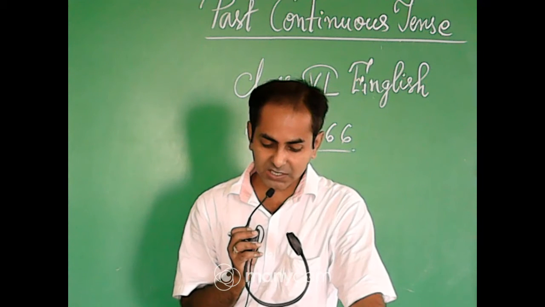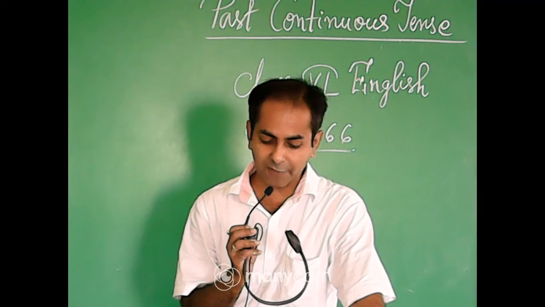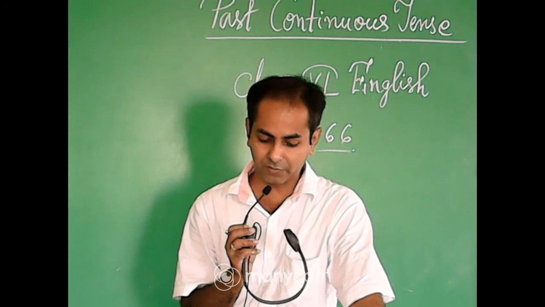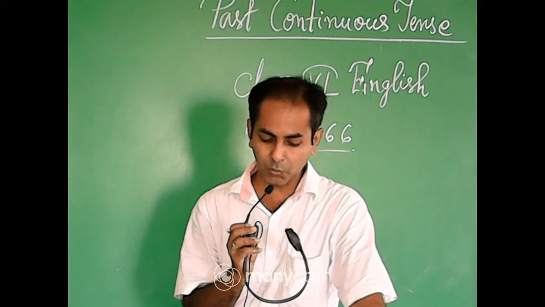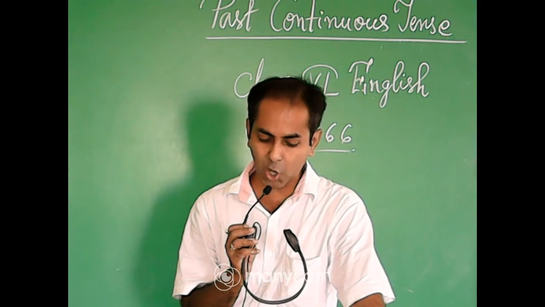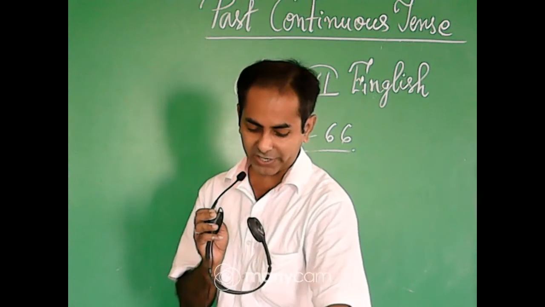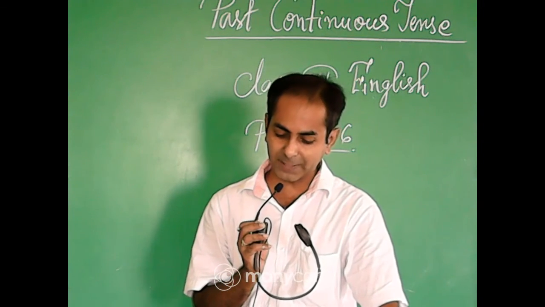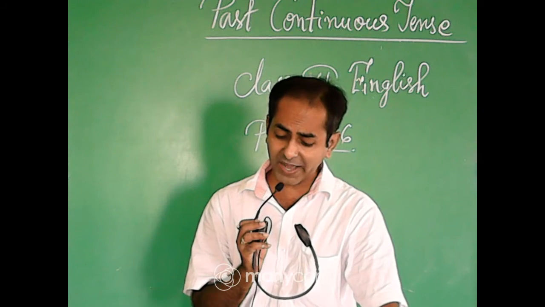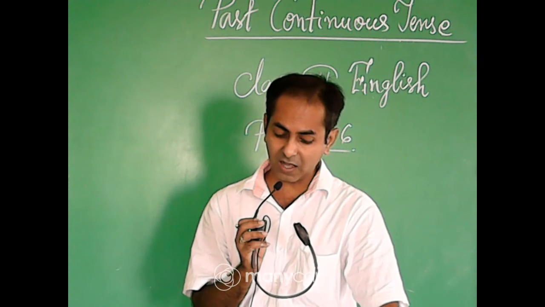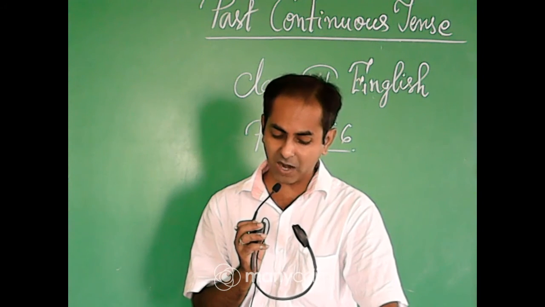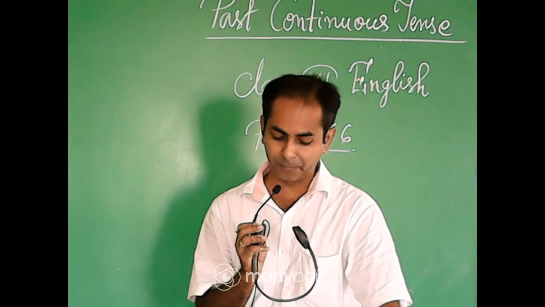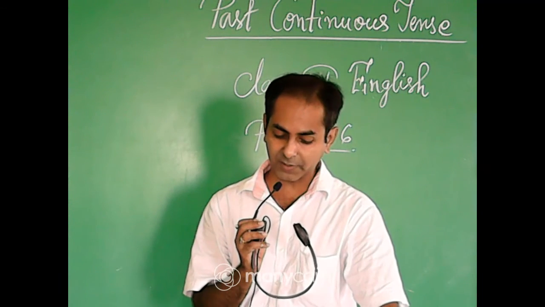In negative sentences, not is inserted after the first part of the verb. We write was or were plus not plus ing form of the verb. The children were not sleeping, the boy was not studying. And for interrogative, we know the first part of the verb is put before the subject. We write was or were plus the subject plus the second part of the verb, that is the ing form, plus the rest part of the predicate.